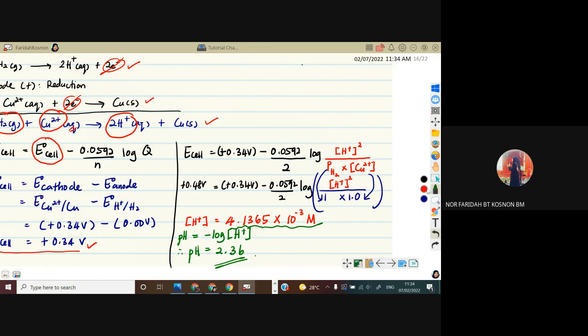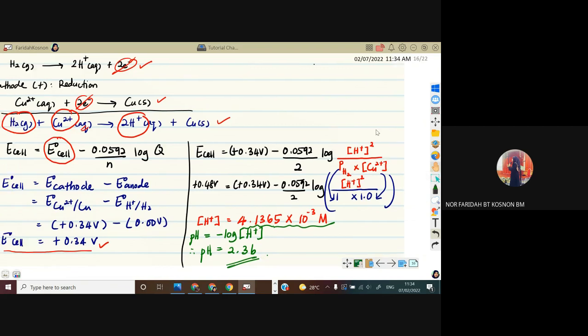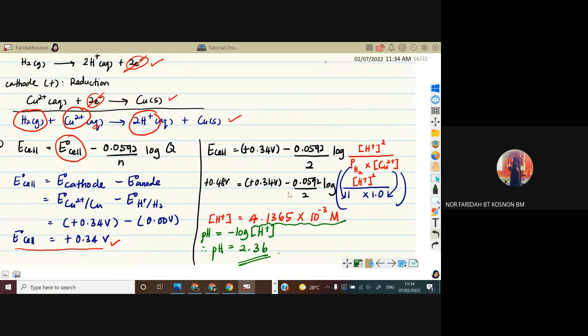Okay, jadi you dah nampak bila masa nak guna pressure tu dalam Nernst equation. So, jangan kata tak diterangkan, dah diterangkan, kena buat lah. Kalau tak buat, kena buat semula. Okay, boleh ni kelas?